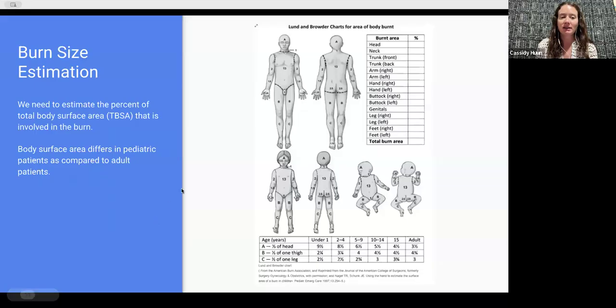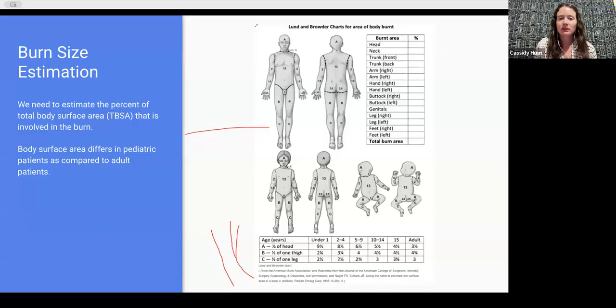So, burn size estimation. We need to be able to estimate the percent of the total body surface area that is involved in the burn, because that's going to help guide our management. As Dr. Mbugi mentioned earlier, body surface area differs quite a bit in the pediatric population as compared to our adult patients. So here we have a chart that's oftentimes used to separate different sections of the body and about what percentage of total body surface area that encompasses.